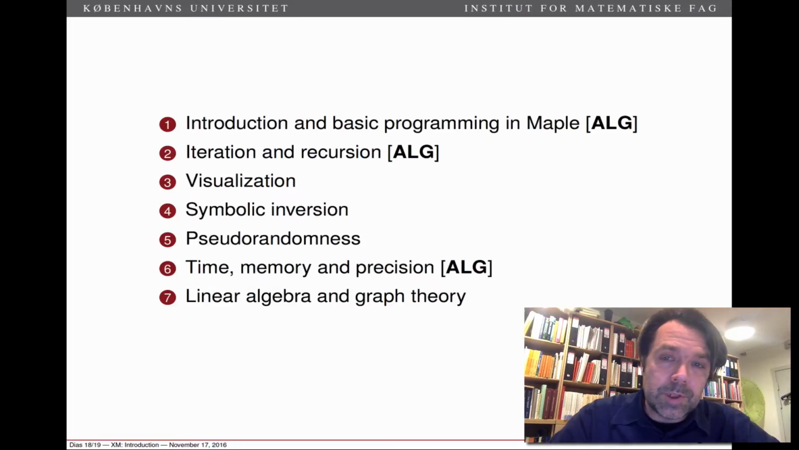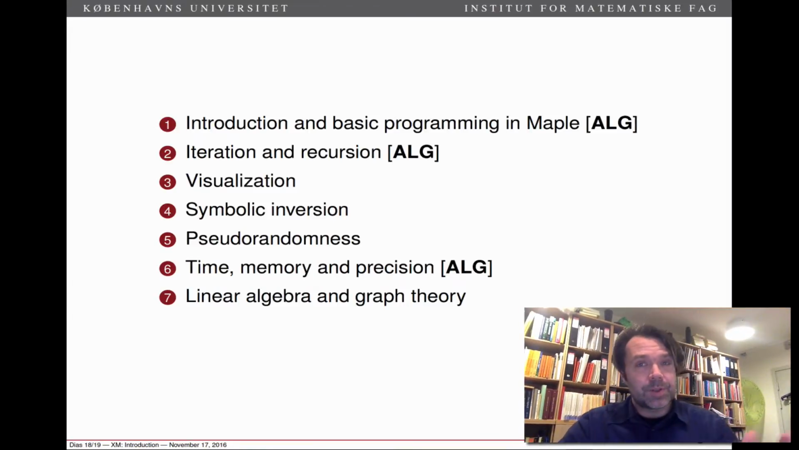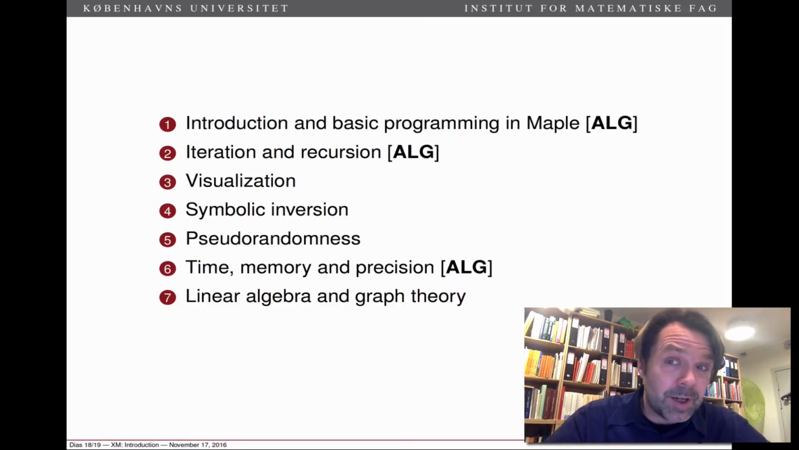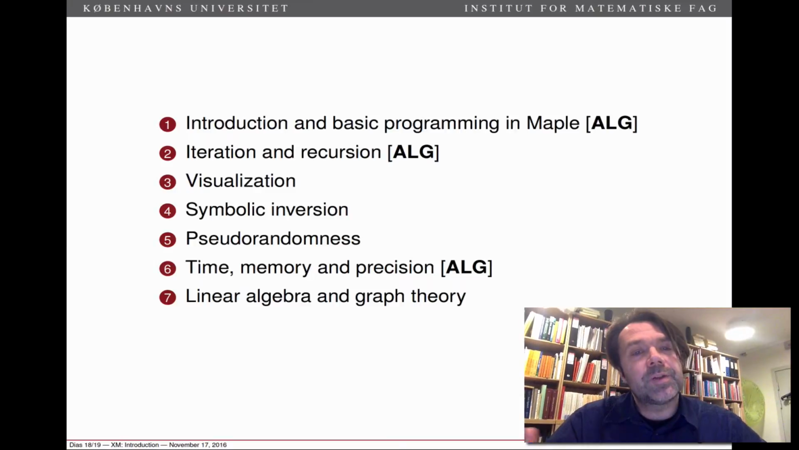So, returning to the list of things to do in this course, we have already discussed the algorithmic concepts, and of course this is something that we need to spend quite a lot of time on. It is the biggest theme of what we're doing in this course.